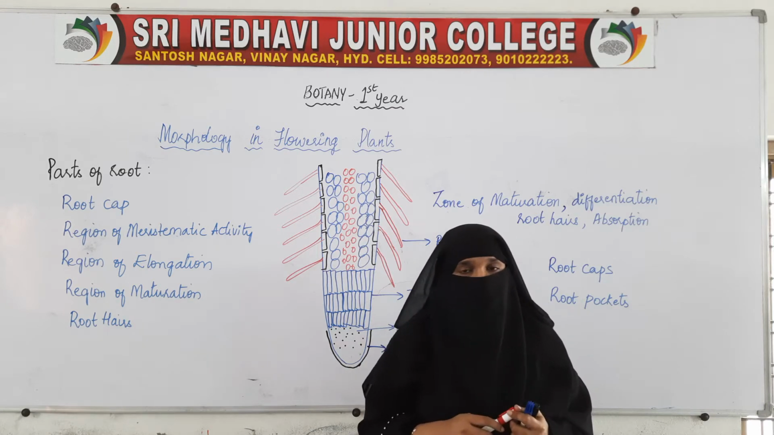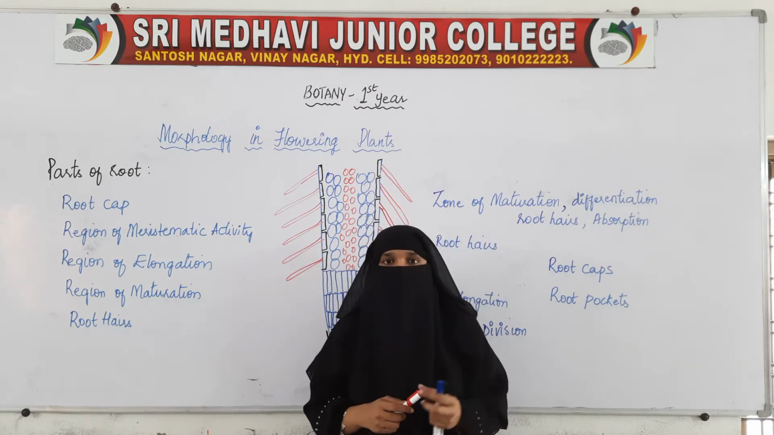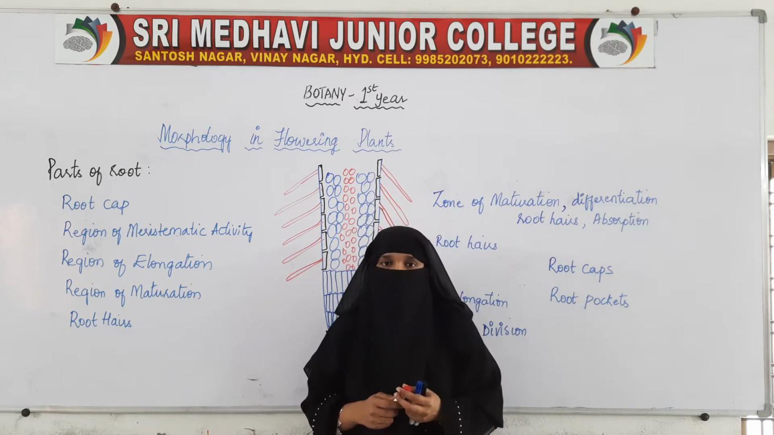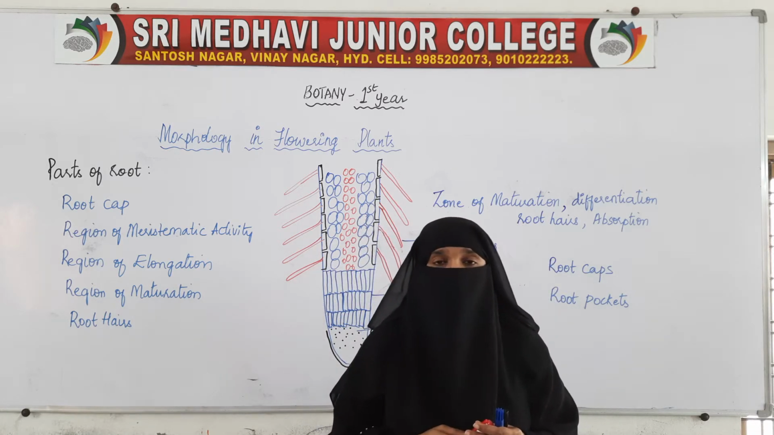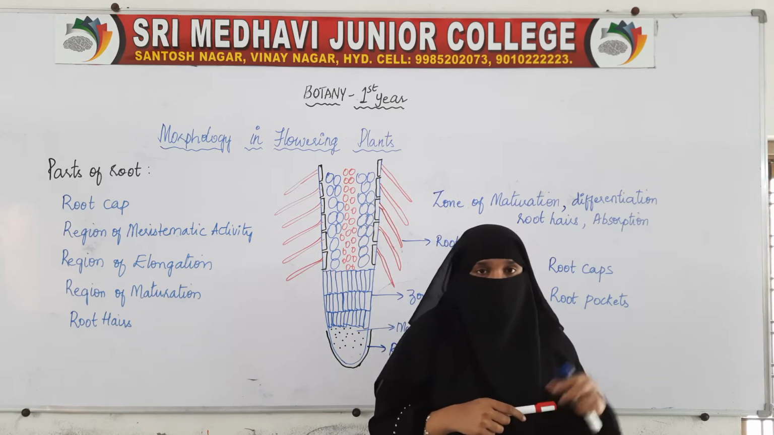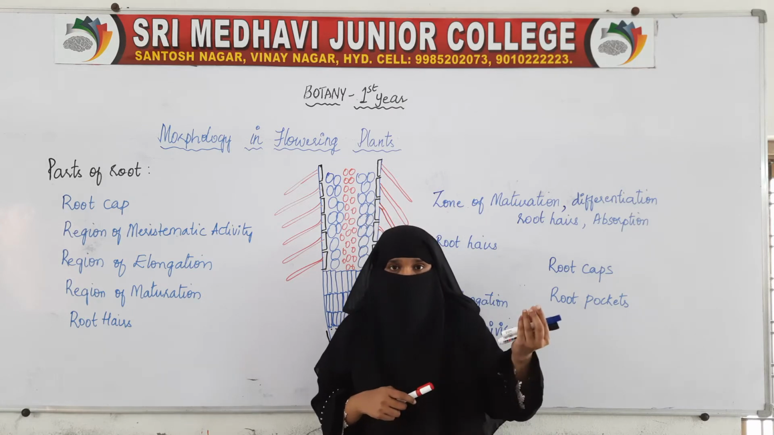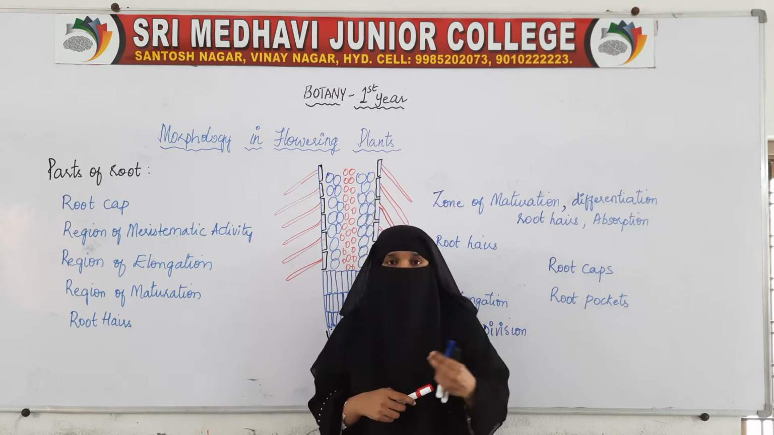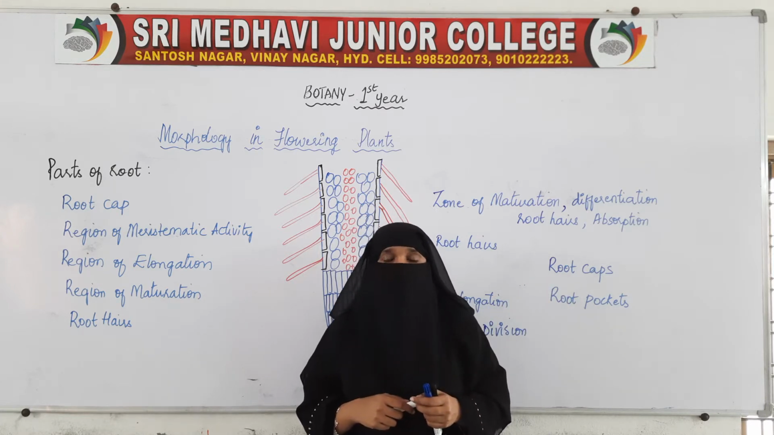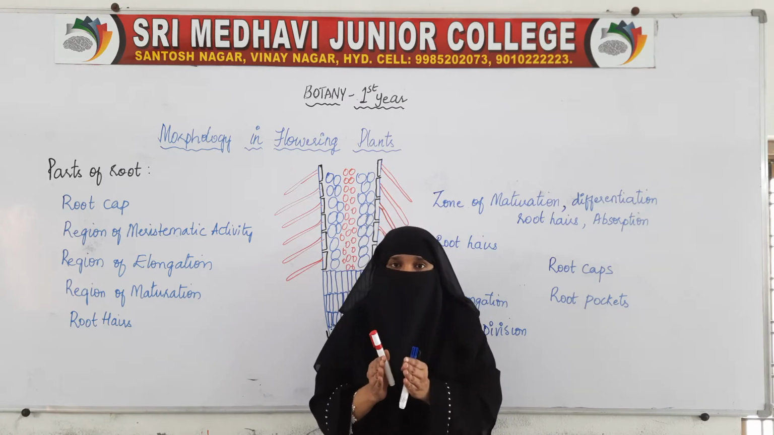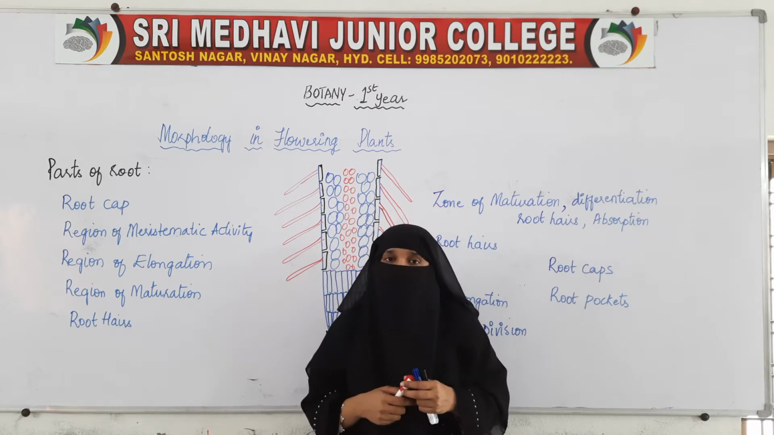We have seen the functions, that is absorption of water and minerals. Roots also help in holding the plant to the soil. It also helps in storage of food, and it also helps in the synthesis of plant growth regulators. We have seen the types of root, that is taproot system, where the primary root arises from the radicle, which grows laterally. And we have seen adventitious roots, that is, roots arising from any other part of the plant except the radicle are adventitious roots.